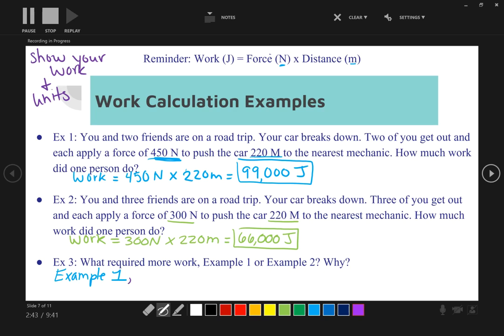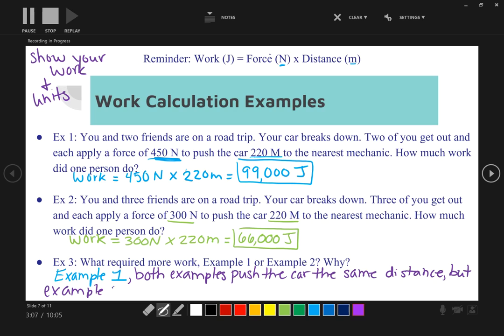All right, taking a look at it, both examples push the car the same distance, but example 1 used more force. So because there was more force, there was more work done.